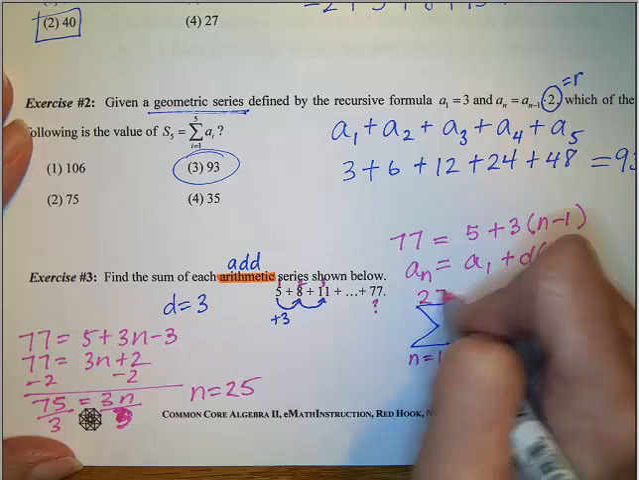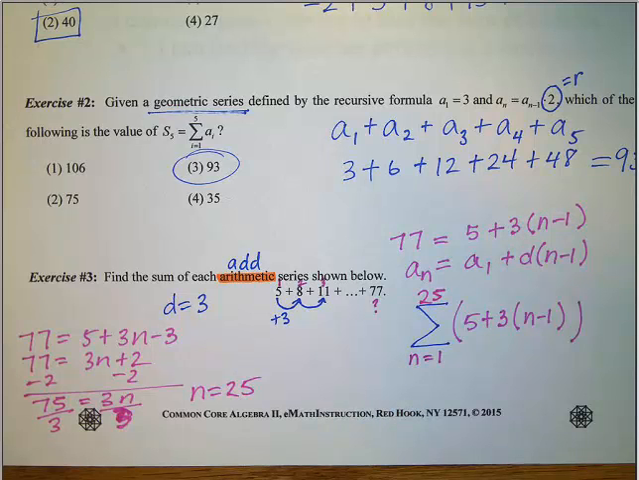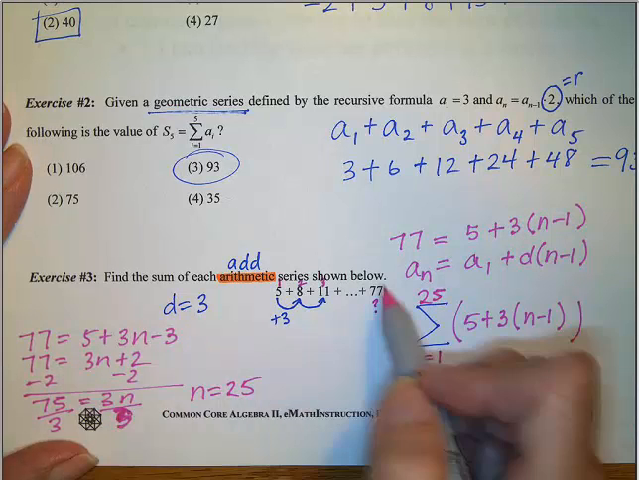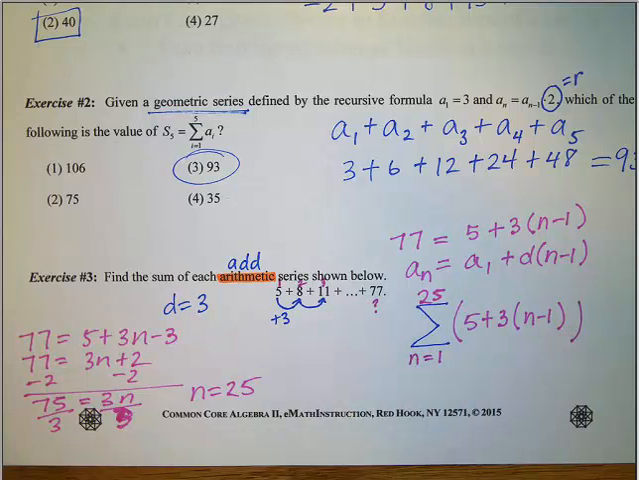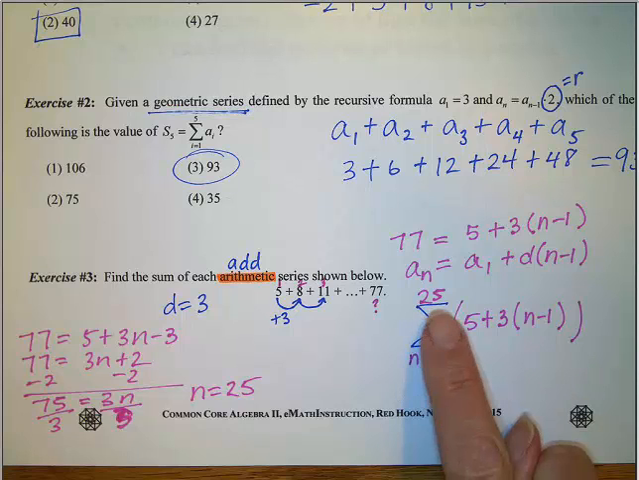So I'm going to put a 25 up there. That's how I get this number. I have to set this equal to my explicit formula. That's how you find a specific term number. You also can use it in your summation to figure it out.